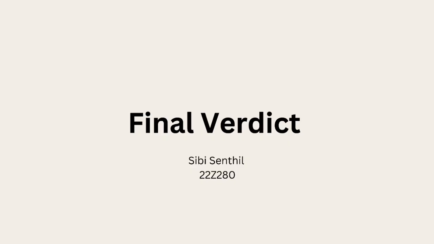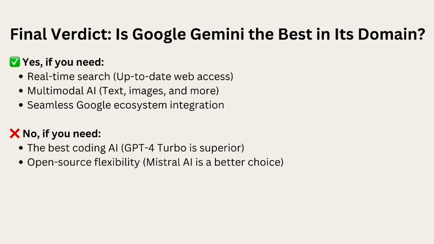Is Google Gemini the best AI? It's one of the top AI models out there, but it's not the best in every category. Where it wins is that if you need real-time search, a strong multimodal AI that handles text, images, and video seamlessly, or deep integration with Google's ecosystem, Gemini is the best choice. It's designed to work natively with Google products, giving it a unique advantage.